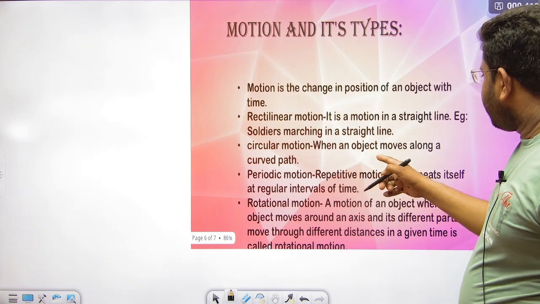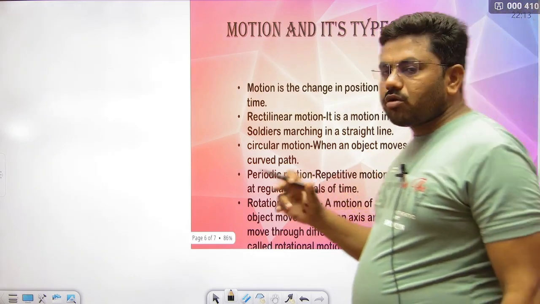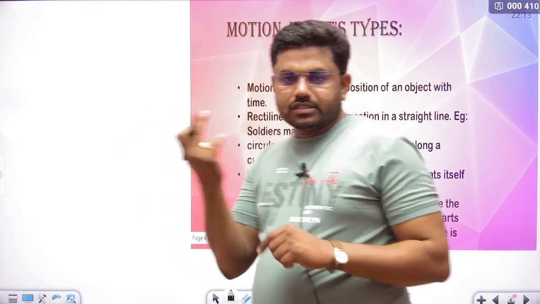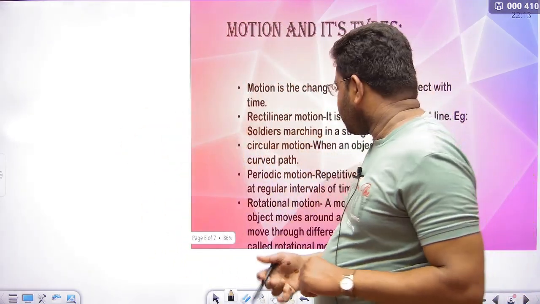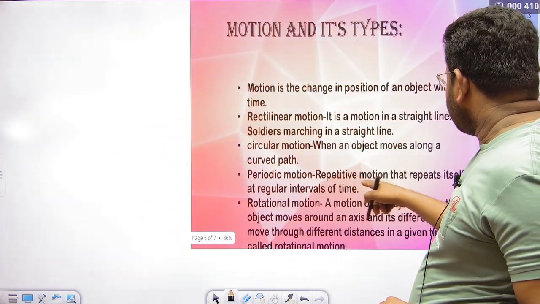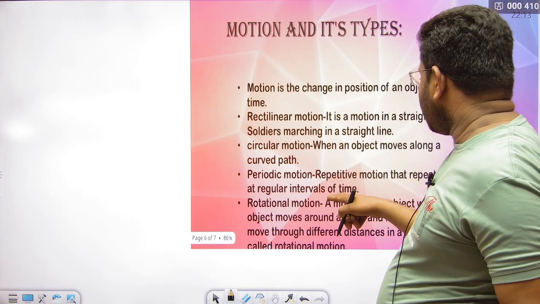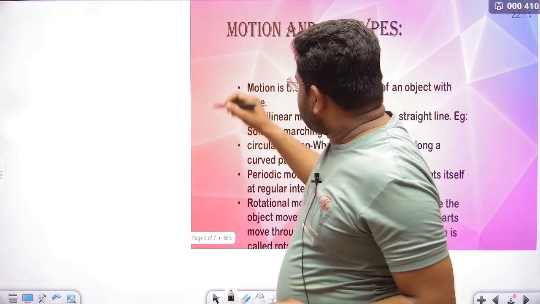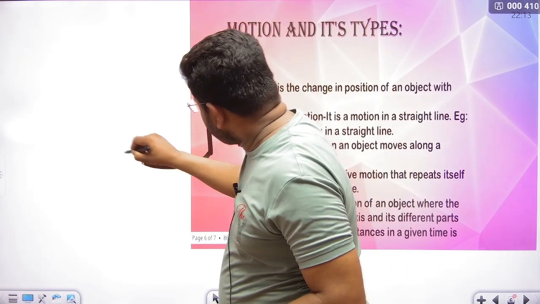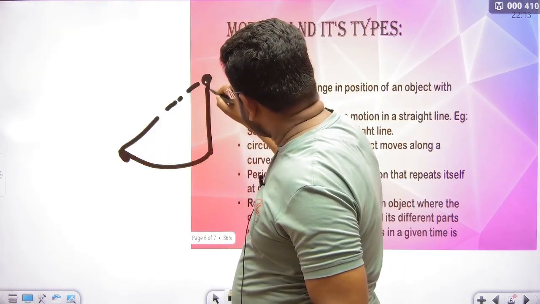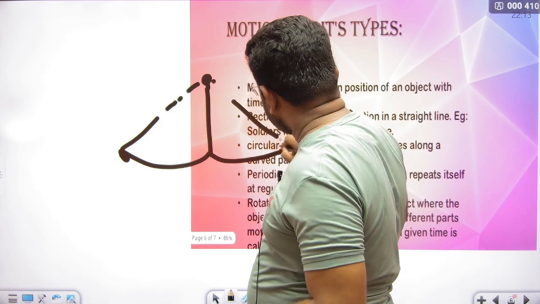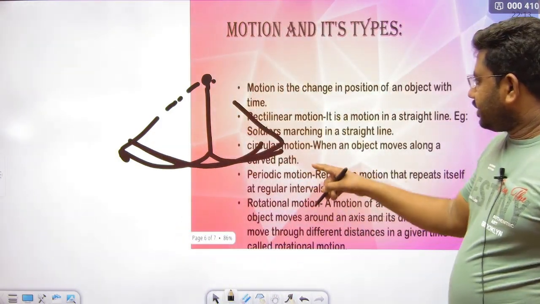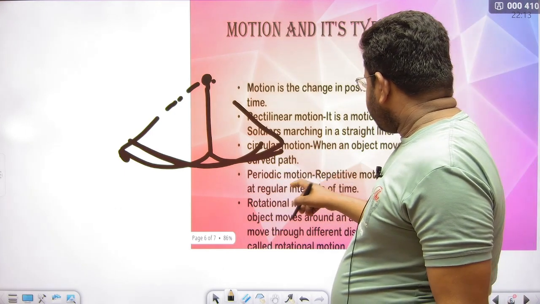Circular motion is when the object moves along a curved path. Suppose a fan is moving in a circle, so it is circular motion. Now periodic motion is repetitive motion that repeats itself at regular intervals of time. A swing goes from here to here and again back, that is periodic motion.